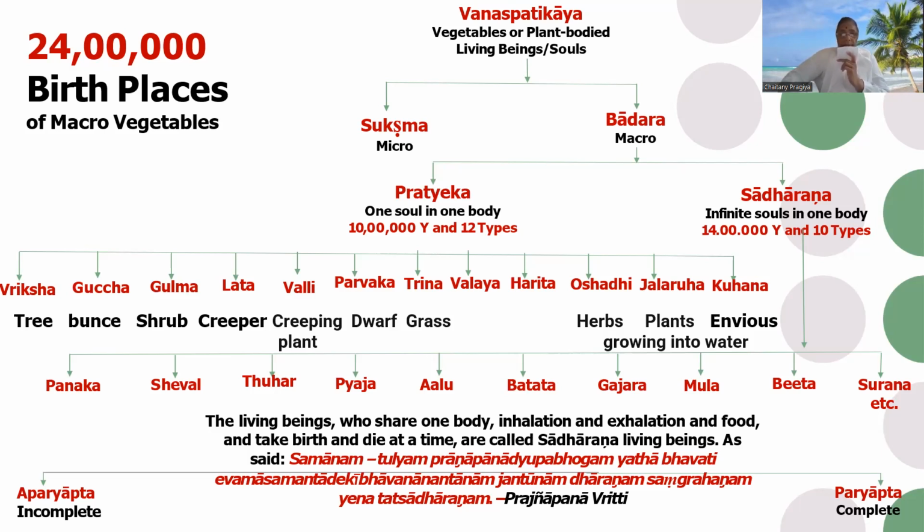So this is the reason that we are trying to minimize violence in our dietary habits also, and we are trying to restrain ourselves from eating these root vegetables. The living beings who share one body, inhalation and exhalation, food, and also take birth and die at the same time, are recognized as Sadharan living beings or Nigodha Jivas.